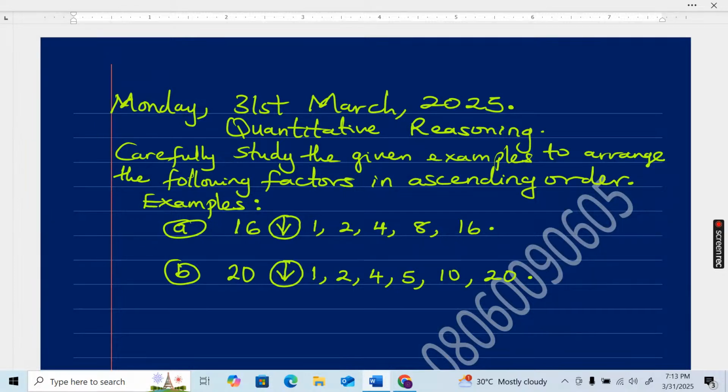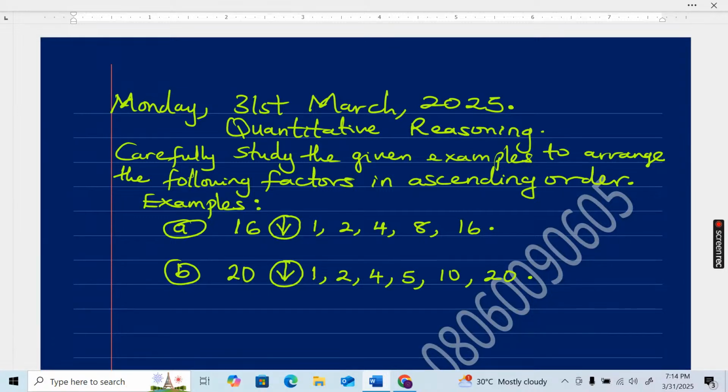Okay, now let's look at example B. Does it mean the numbers after the arrow mean the factors of 20? 1, 2, 4, 5, 10, and 20. Oh, yes, they are all factors of 20. So I think we've been asked to list the factors of the given number on the left. So on the left side of the arrow, we have the numbers. And on the right side of the arrow, we have the factors of the given numbers. And these factors have been arranged in ascending order.